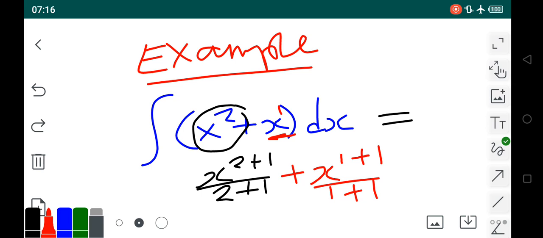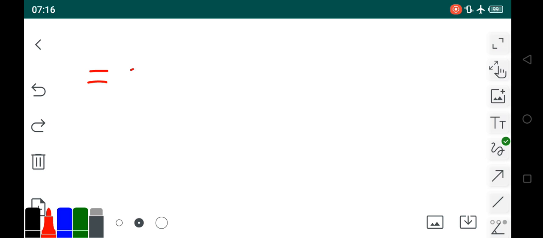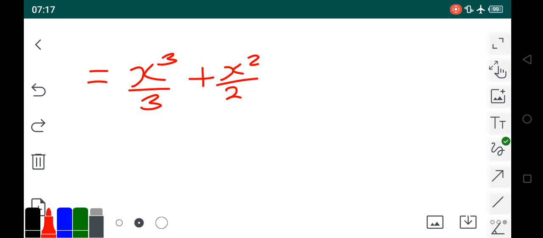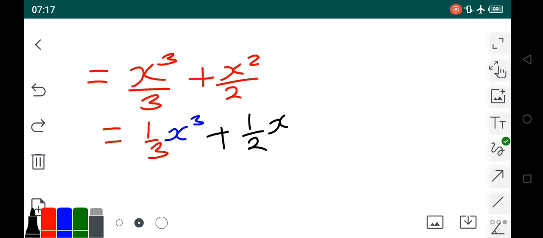So now this becomes x to the power 3 over 3, plus x to the power 2 over 2. Now, this one can actually go like 1 over 3 x to the power 3, just to indicate the coefficient in fraction form, and then plus this is also going to take half x to the power 2.